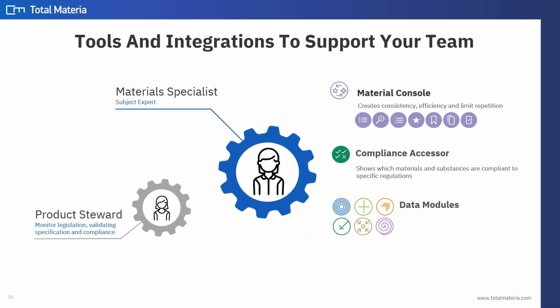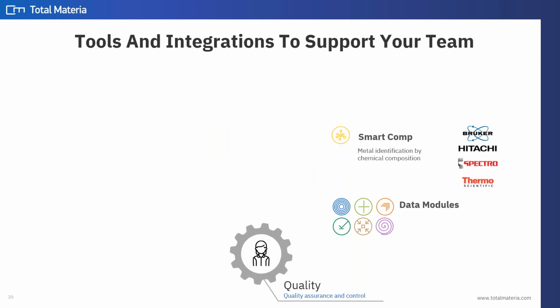So different material information, compliance information, and Material Console to help you share all that information with one another is great for different material specialists and product stewards. For our quality teams, having a metal identification tool so you could quickly see if the materials that you're buying from your supplier are working out. If you want to do a little bit of reverse engineering, you could quickly find the data you're looking for.